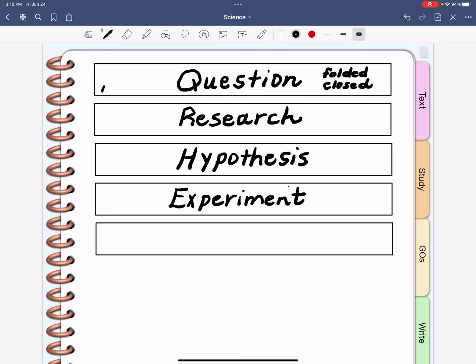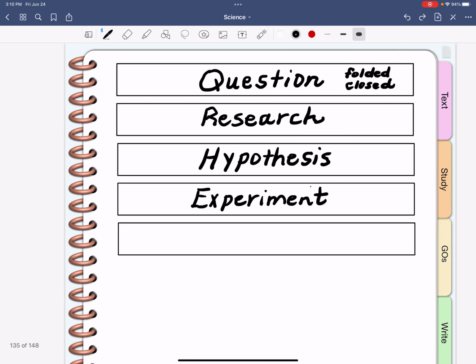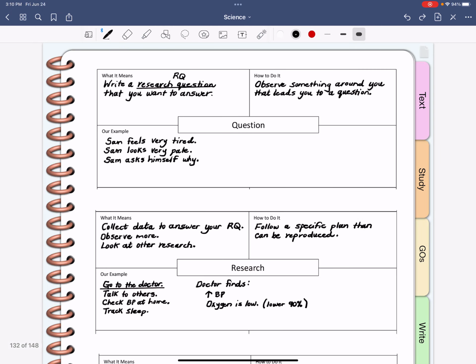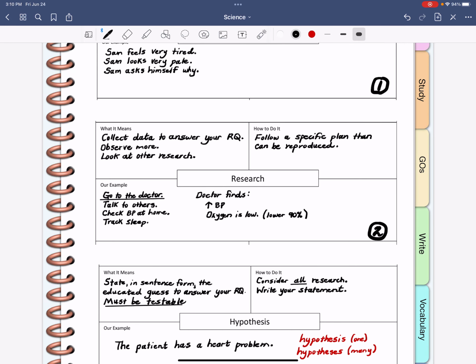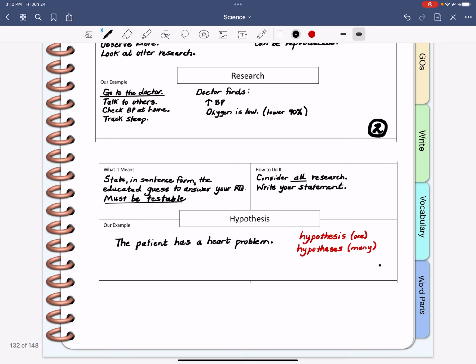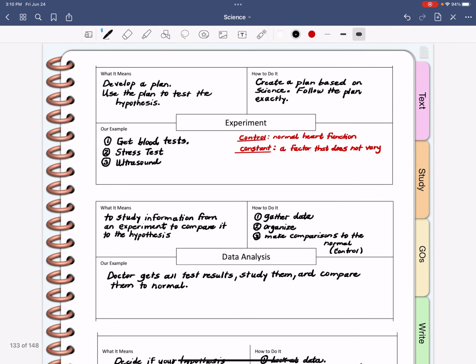So this is one. Well, if I do that, you can't quiz. Practice. You might put a 1 on the inside. Let's do it that way. So let's go back to question, and on the open it up, and on the inside let's put a 1. Research was 2. Hypothesis was 3. Experiment was 4.